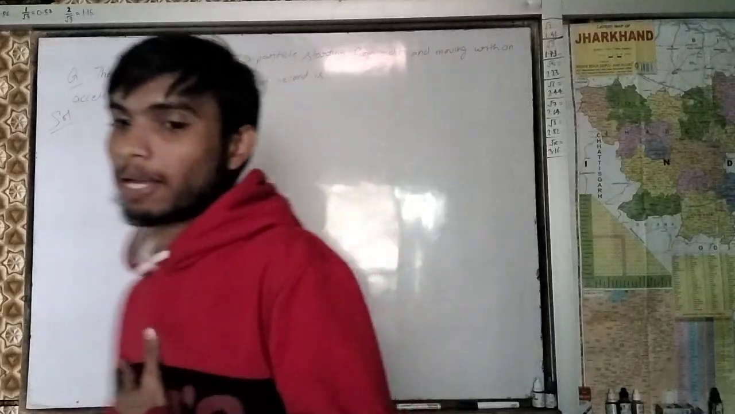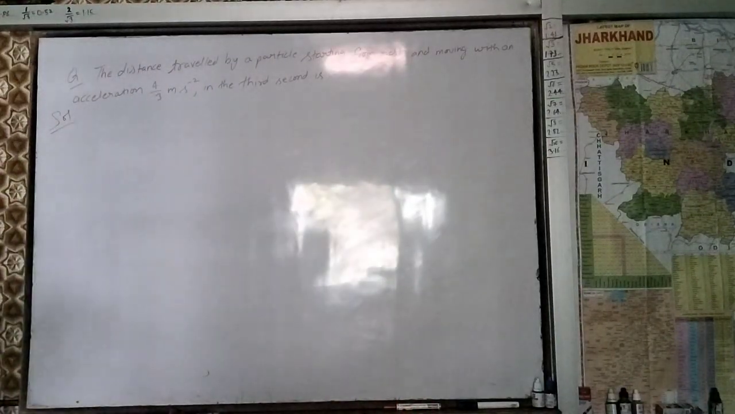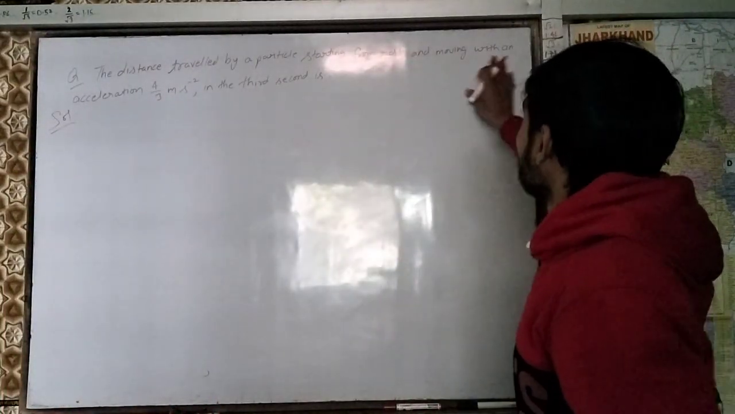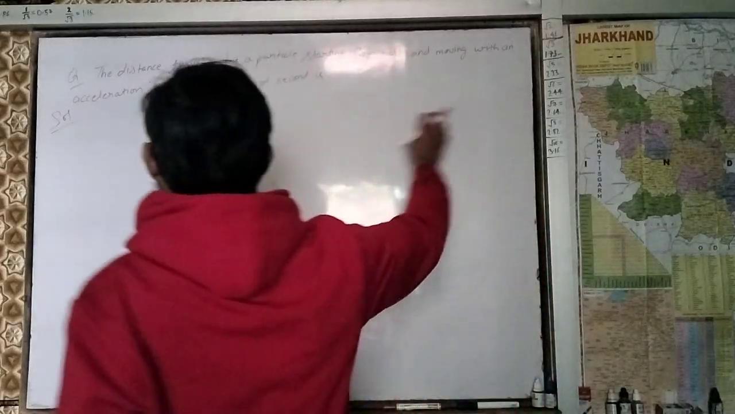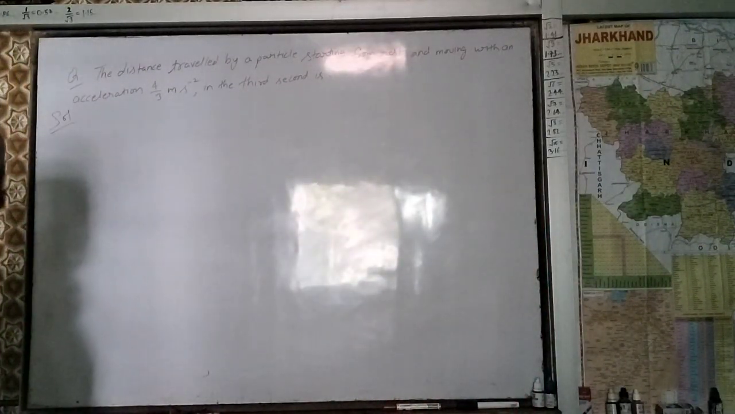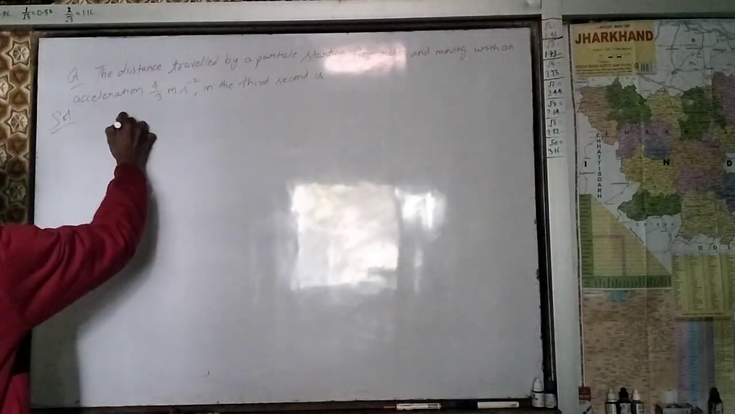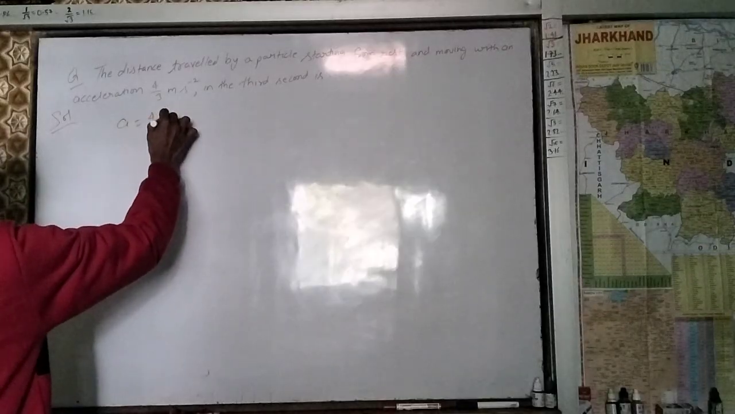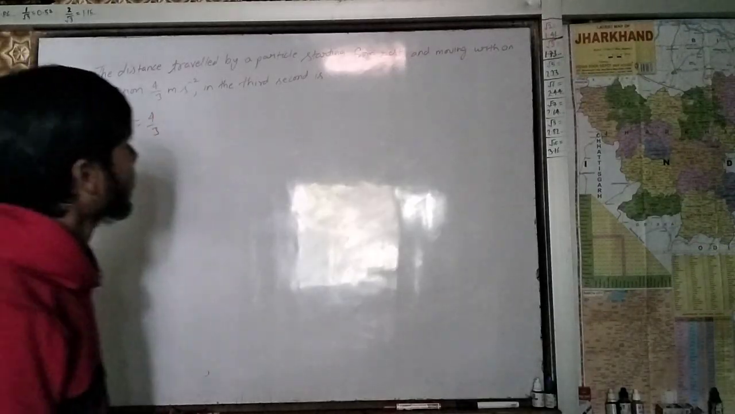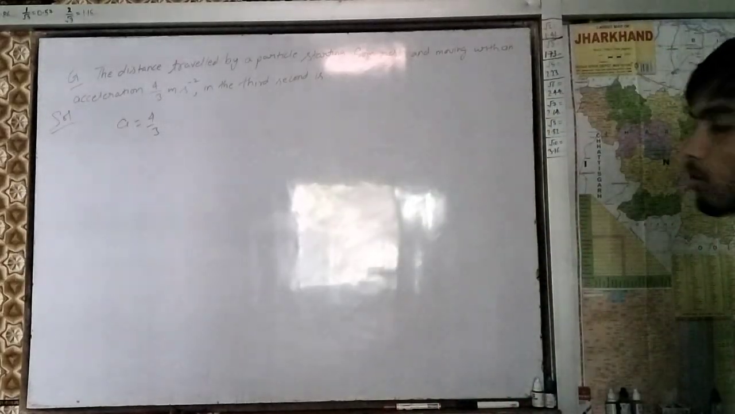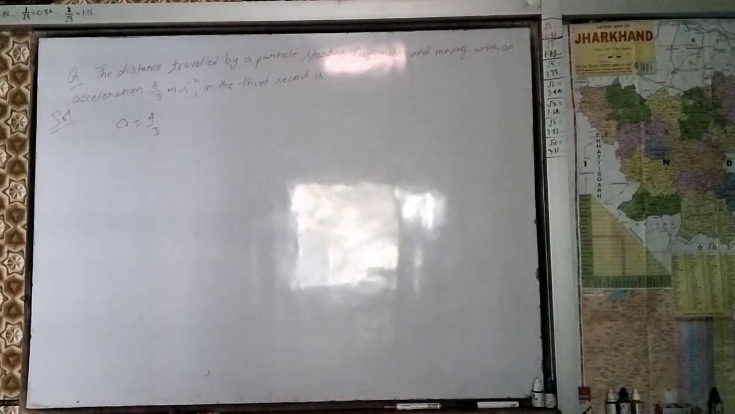The distance traveled by a particle starting from rest and moving with an acceleration, and the third is, acceleration is 4 by 3. Have a look.